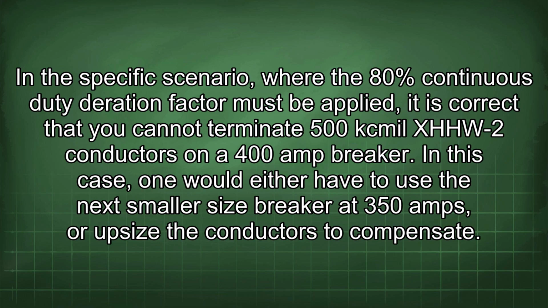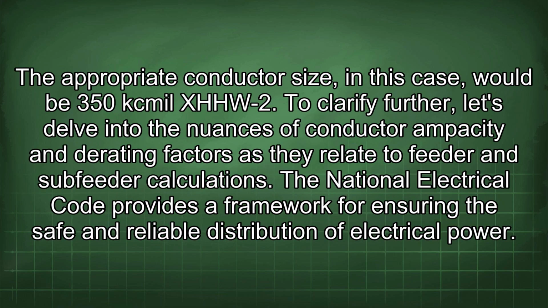In this case, one would either have to use the next smaller size breaker at 350 amps, or upsize the conductors to compensate. The appropriate conductor size, in this case, would be 350 kcmil XHHW-2.